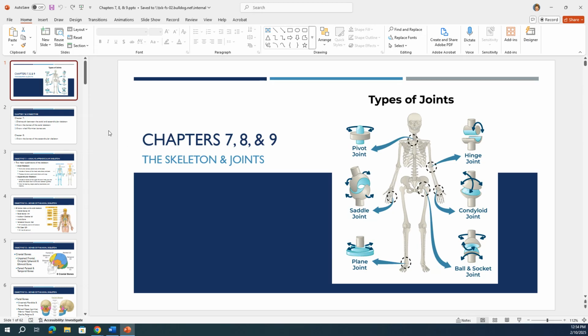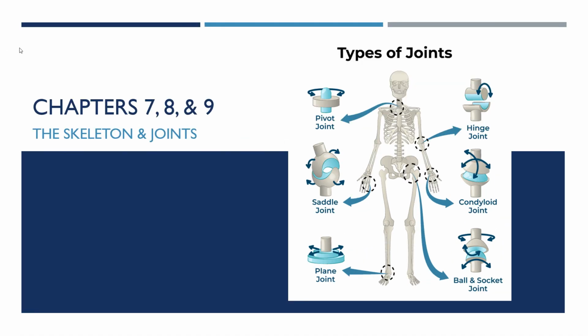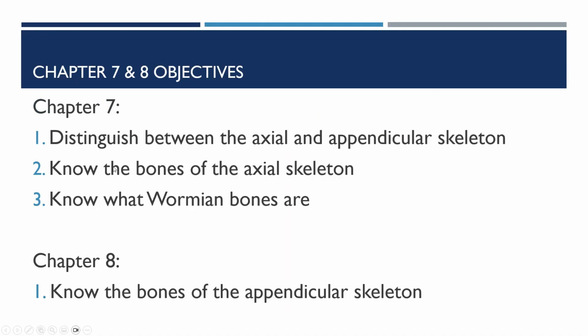And in this lesson we're going to take a look at some specifics of the skeleton in terms of axial and appendicular. And then we're also going to take a look at joints. So this particular video is going to focus on just chapter 7. Chapter 7 is all about the axial skeleton.